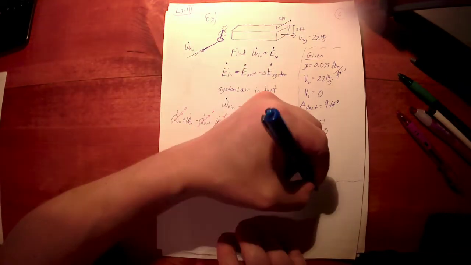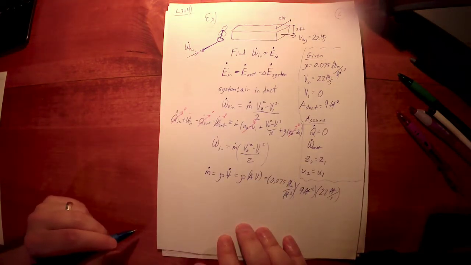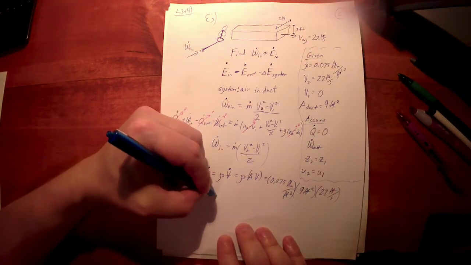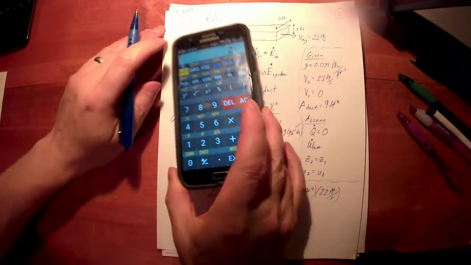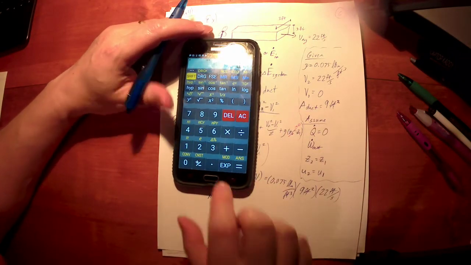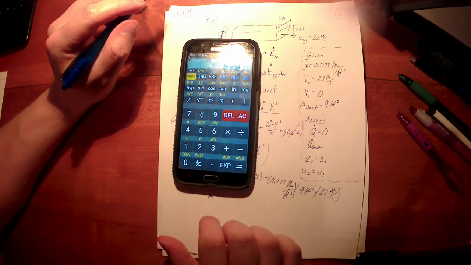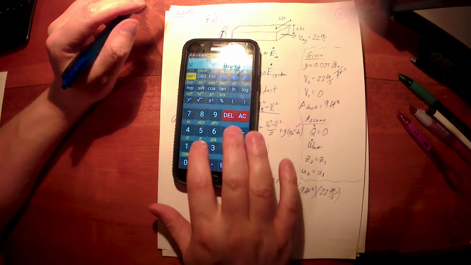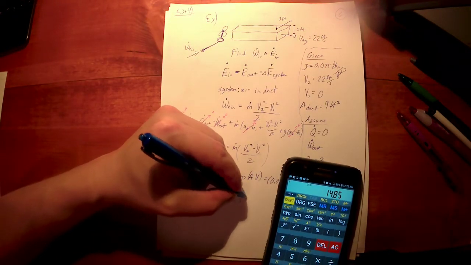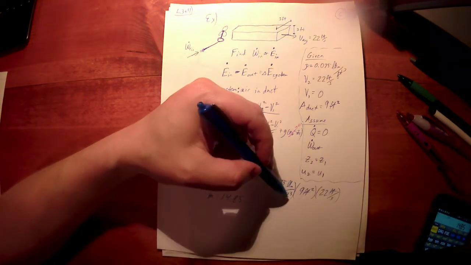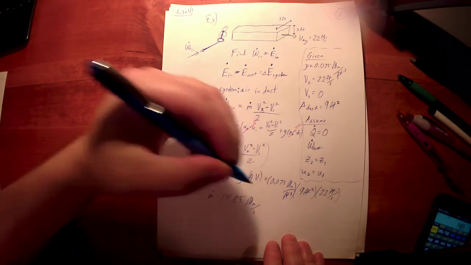9 foot squared, and then 22 feet per second. That's my speed. So my mass flow rate, pull the calculator out here. I have to move quickly because I'm going to be short on time for this video. That's going to be 0.075 times 9 times 22. That's going to be 14.85. The units left: cubic feet over cubic feet, so the units left are pound mass per second.